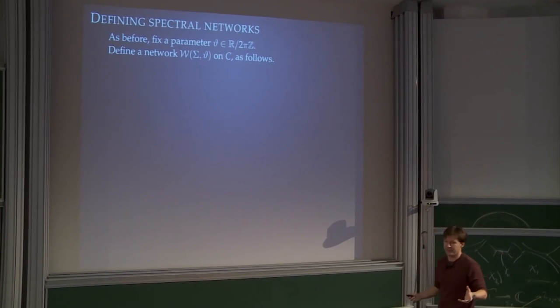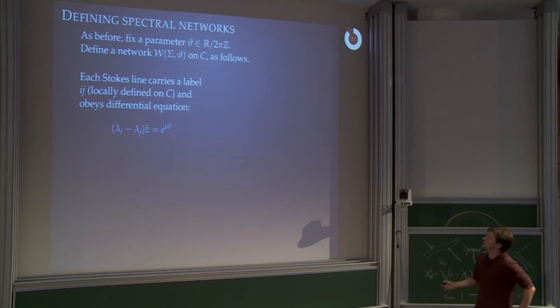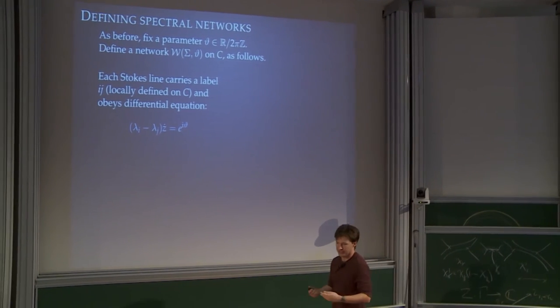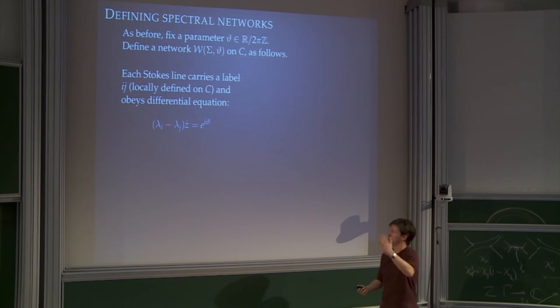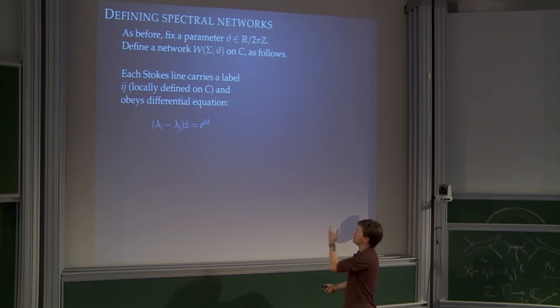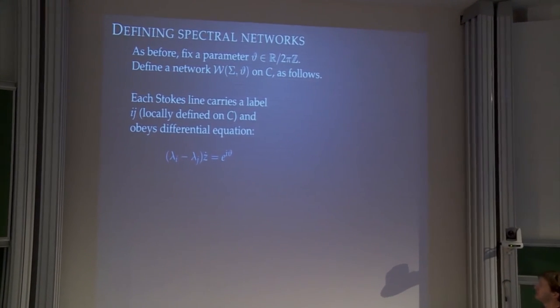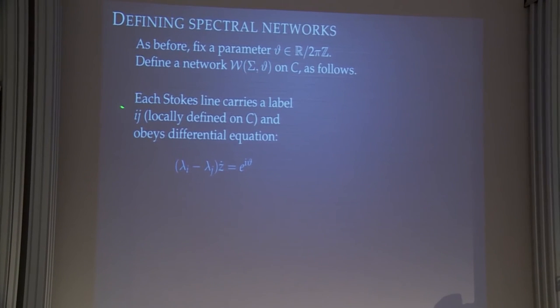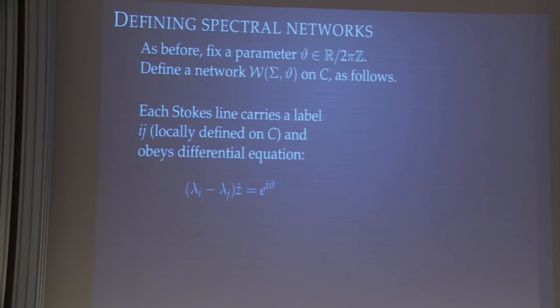So as before, we're going to fix a phase, and now we'll define a network. The network is going to be made up of Stokes lines. Let me first tell you the local structure of those Stokes lines. Before, they were the leaves of this foliation. Now I'll describe them by a differential equation, and they're not anymore leaves of a global foliation. Now they're going to be labeled by two sheets, i and j, in other words, two eigenvalues of this Higgs field. So you choose any two eigenvalues, and then you can write this differential equation.